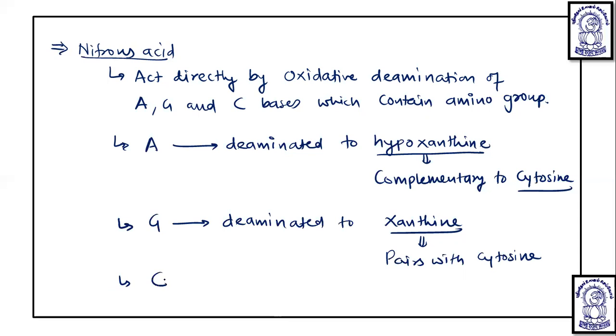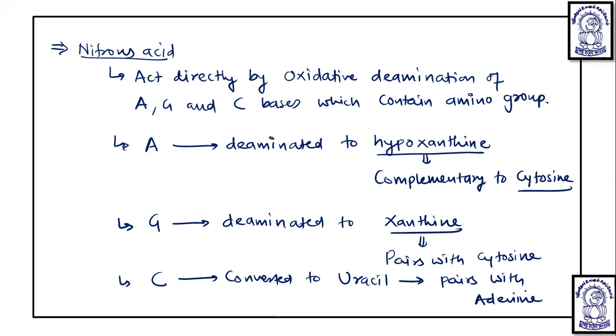Then the cytosine is converted to uracil and this uracil pairs with adenine. So actually initially it was cytosine which was pairing with the guanine, but when converted into uracil, it is going to pair with adenine, not going to pair with the guanine. So the bond will not establish and the DNA break will occur. So that is nitrous acid.